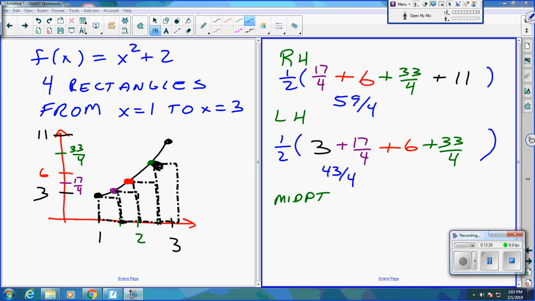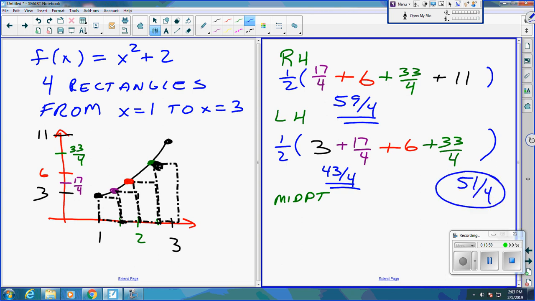All right, so we did a couple quick estimates here, and we got the right-hand value is 59/4. We got the left-hand value was 43/4. Everybody, if I'm doing this, I know 59 is an over. I know 43 is an under. I would take the average of these two, all right? And if I average the left hand and the right hand, and I would actually write out that I'm averaging them, I would say that maybe 51/4 would be a good estimate of the area under the curve. Does that make sense to everybody?